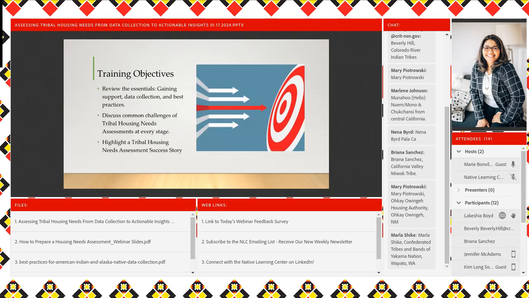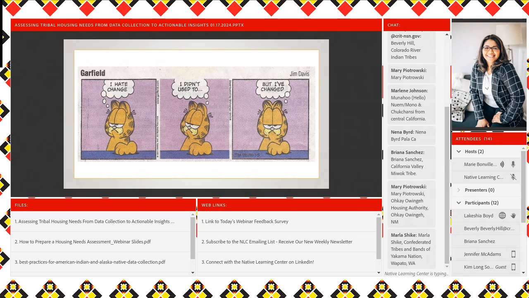The objectives are simple. We're going to talk about Needs Assessment 101 in terms of data collection best practices. We'll talk about the challenges of collecting this data. Where are you going to get the money for it? Who's going to fund this next round? And then also highlighting some success stories, which I have had the pleasure to be a part of.